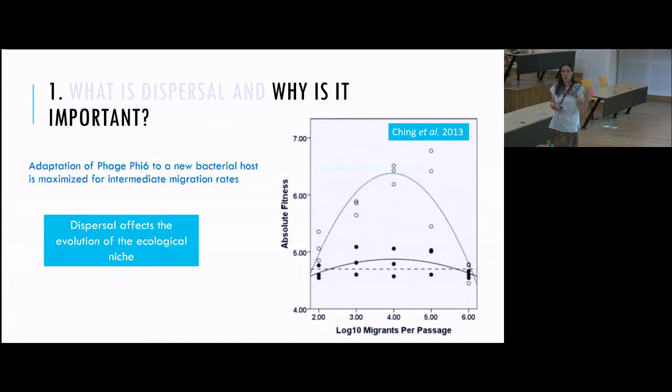But if you infect with mutants that already have the ability to infect this new host but have a poor fitness on it, then you see that you maximize adaptation to this new environment for intermediate levels of migration. So too little migration is not good, but too much is not good either. So dispersal affects the evolution of the ecological niche. We've seen theoretical predictions about that, and there's experimental evidence for it as well.